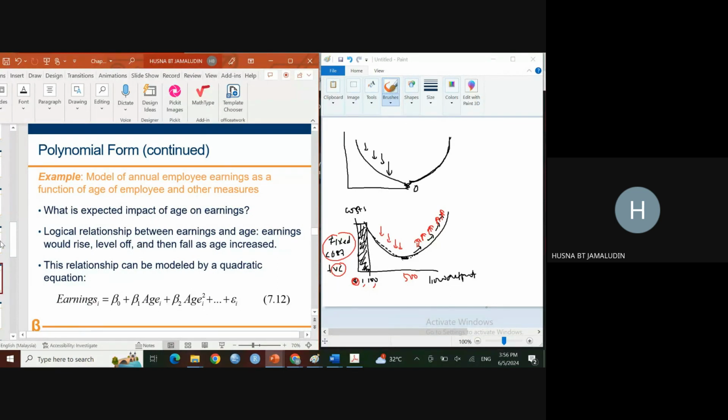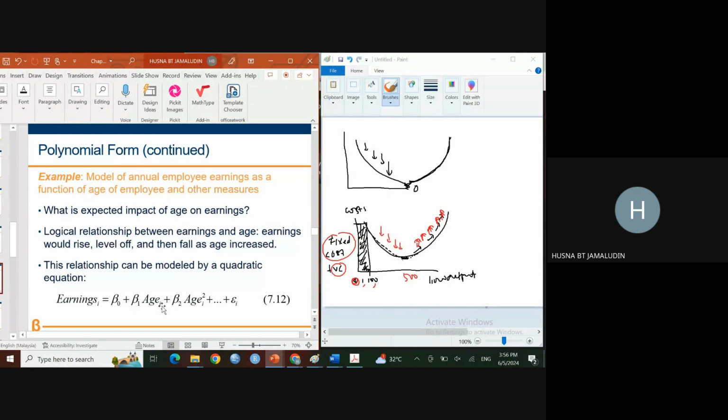This is actually an example of polynomial form. You want to model annual employee earnings as a function of the age of the employees and other measures, meaning other variables. What is the expected impact of age on earning? This is your earning, your dependent variable, and you want to see the impact of age on it. I purposely didn't give you this example earlier because I'm trying to give you more examples so that you can have more exposure.